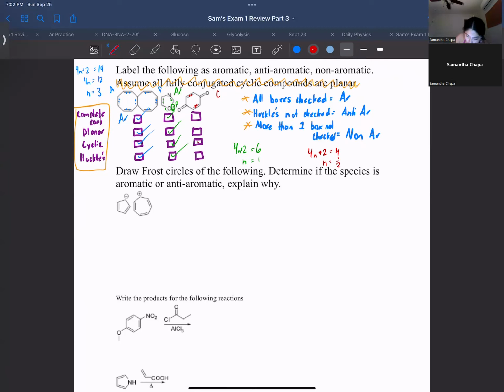We are a cyclic compound. We are completely conjugated, so even though it's outside of the ring, which I feel like would confuse someone, we're still sp2. We still have 3 groups around that carbon. We're still sp2. So we are completely conjugated. All of these are conjugated, meaning we are planar. Okay, so then you look back at your notes. If only Huckel's law is not checked off, then we're anti-aromatic. So I'm going to label this as anti-aromatic. There we go.